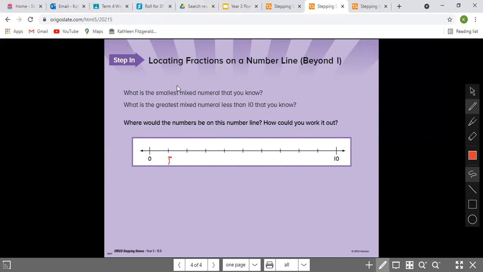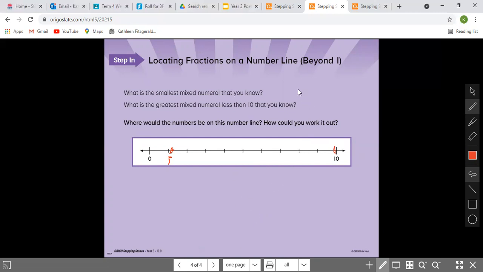Okay. What is the smallest mixed numeral that you know? Well, it's going to be 1 and something very small. Okay. Maybe it's 1 1/10. Maybe it's 1 1/100. What is the greatest mixed numeral less than 10 that you know? Well, it's going to be right up here at a mixed numeral. So it's going to be something like about 99 tenths. Okay. So that's our step-in problem.